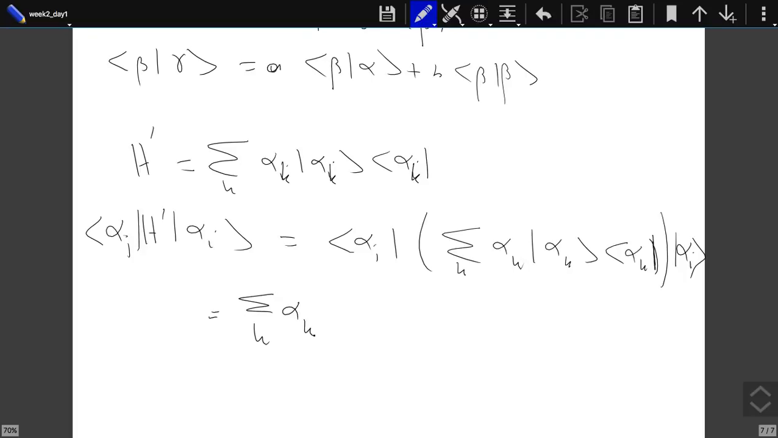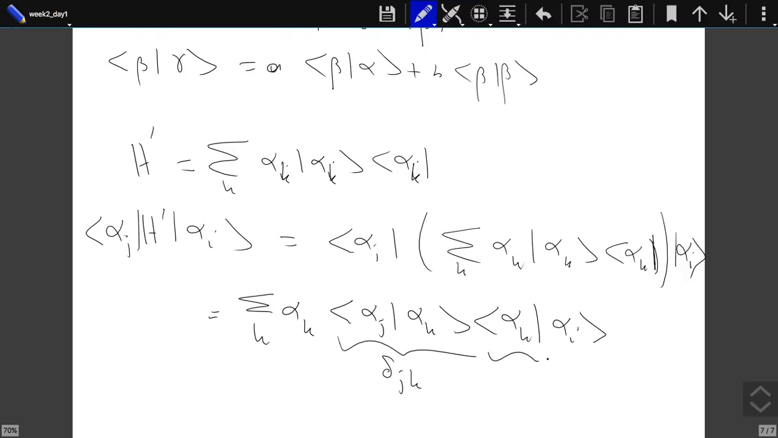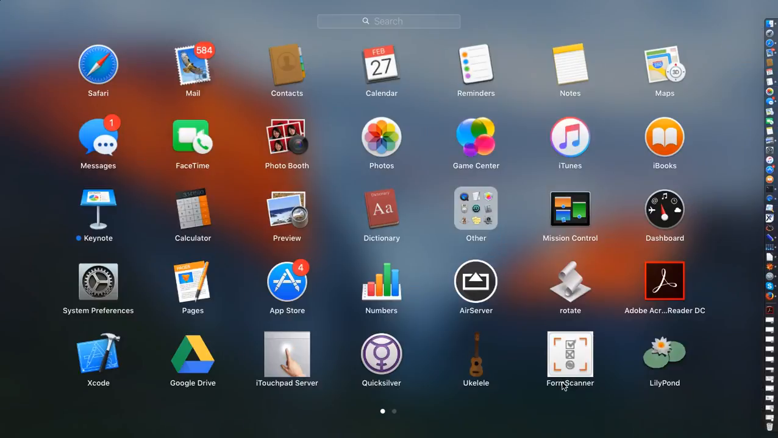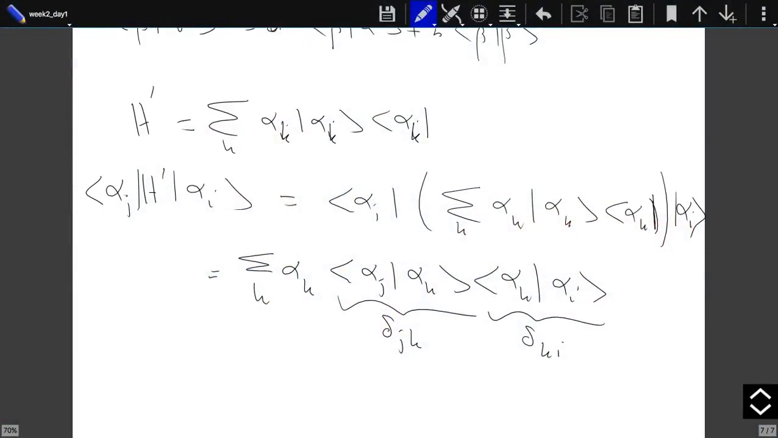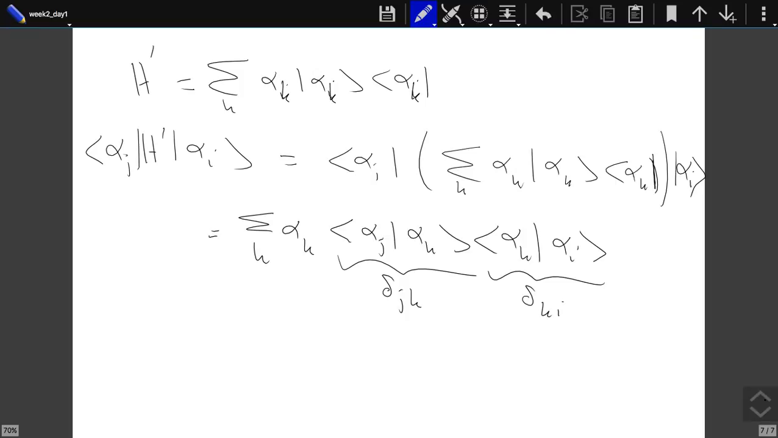Well, I'm still working on an orthonormal basis. This is where the simplifications come into the game. This is Kronecker delta jk, and this is Kronecker delta ki. Now I can just use the first Kronecker delta to take the summation over k. That tells me that only the k equal to j term gives a non-zero contribution, and the k equal to j term is alpha j Kronecker delta ji. But basically this tells me that alpha j H prime alpha i is equal to alpha j H alpha i.